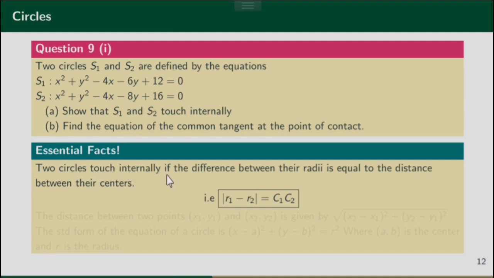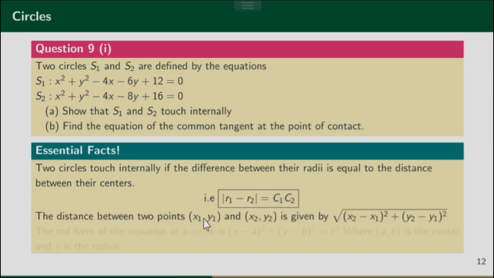Two circles touch internally if the difference between their radii is equal to the distance between their centers. So, in order to show that these circles touch internally, I need to find each of their radii and show that the difference between their radii is equal to the distance between their centers.